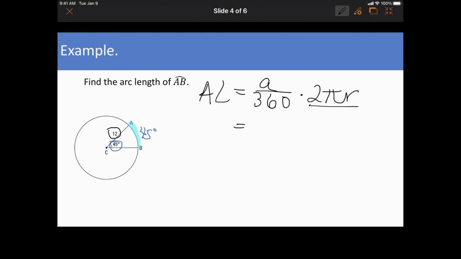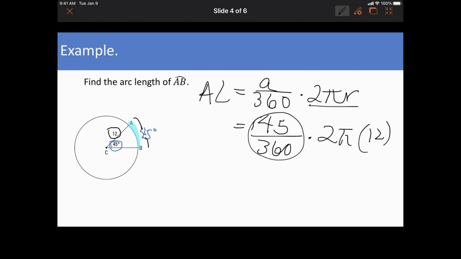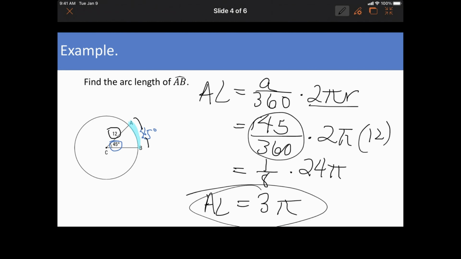So using substitution, the angle is 45 for the degrees. It's really the arc measure, over 360 times 2 pi 12. All right, so this fraction reduces to 1/8 times 24 pi. 8 goes into 24 3 times. There you are. No units, so I'm just going to leave it as 3 pi. Arc length equals 3 pi. Oh, arc length of AB.